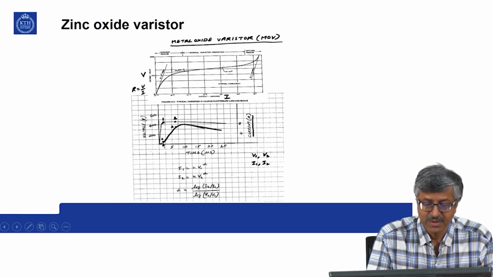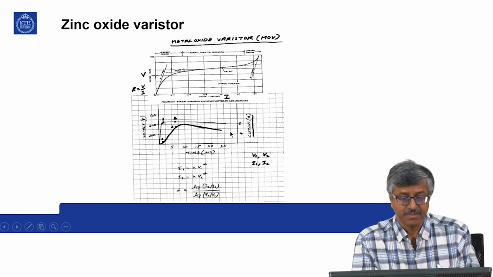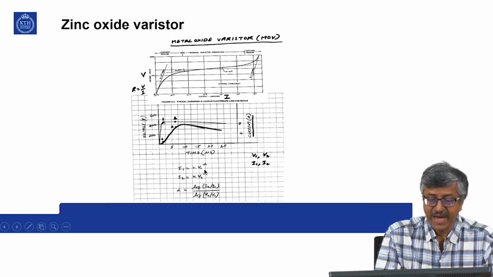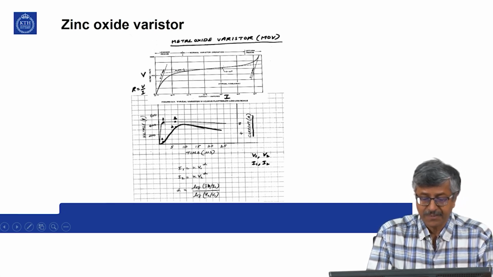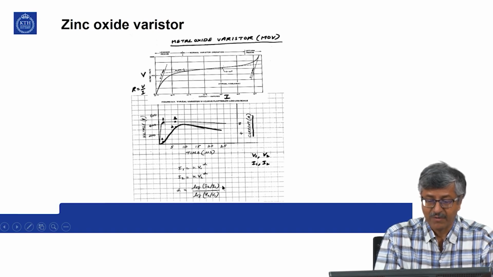Say for example, suppose your surge is going up like this, then the varistor is operating, so it is clamping at this value, and this is the current through the varistor. So, you can take two operating points 1 and 2. So, I1 is k V1 to the power of alpha and I2 is k V2 to the power of alpha. Then alpha is log of I2 by I1 divided by log of V2 by V1.